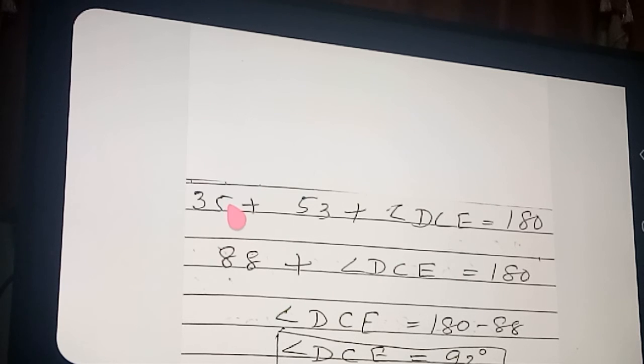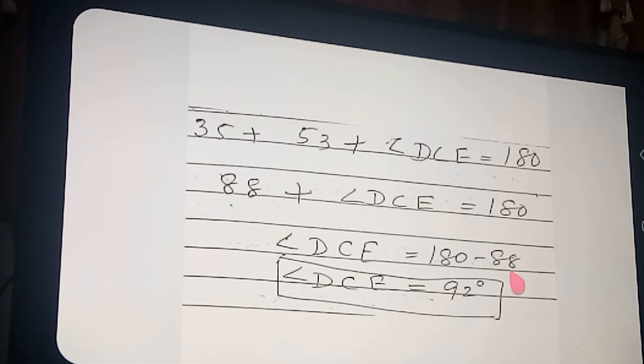See here, 35 plus 53 plus DCE is equal to 180. Therefore, 35 and 53, add it. How much are you getting? 88. 88 plus angle DCE is equal to 180. Therefore, angle DCE is equal to 180 minus 88. Therefore, you got the value of angle DCE as how much? 92 degrees. Okay? Clear now? So what is the value of angle DCE? 92 degrees. Okay?